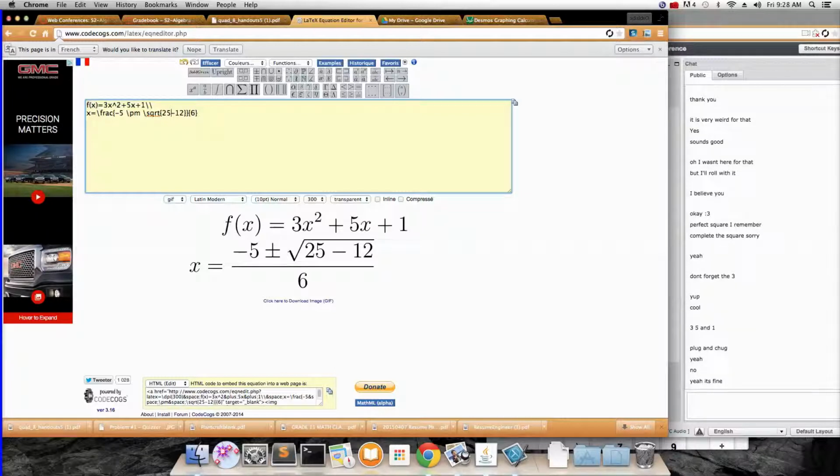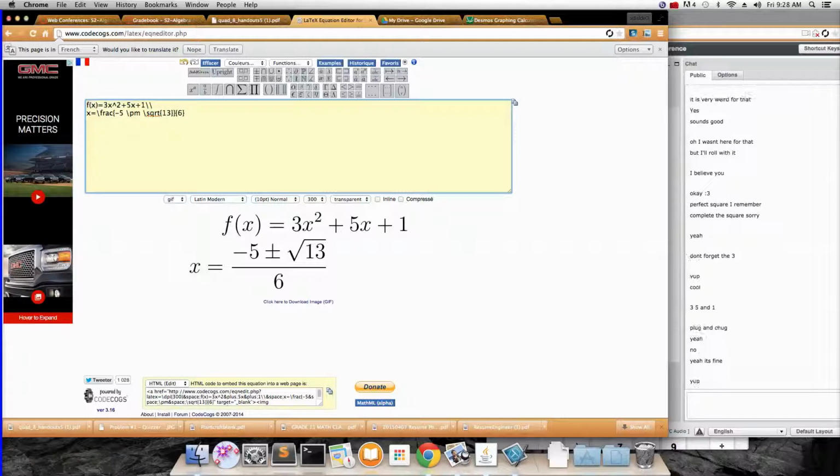In fact, I'm actually going to do some more math in my head. If that's all right with you, I'm going to make the 25 minus 12 into a 13. Because right, 25 minus 12 is 13. All right, that's it. What am I going to do? Oh yeah, I'm going to figure out what these numbers are.